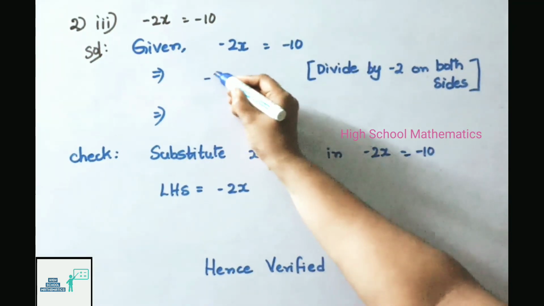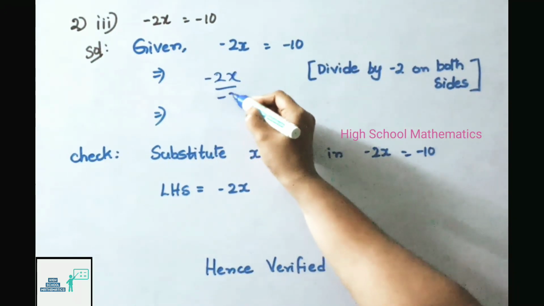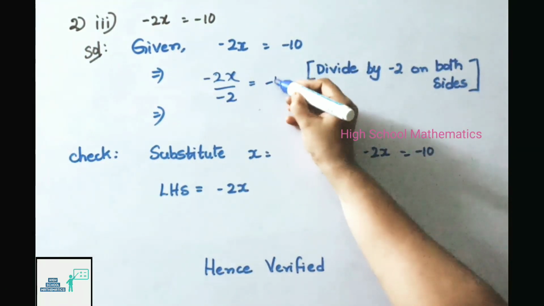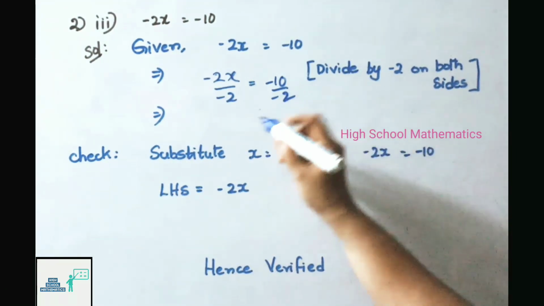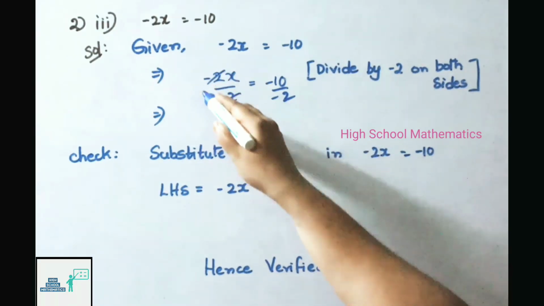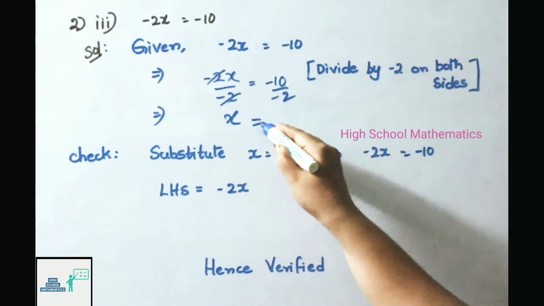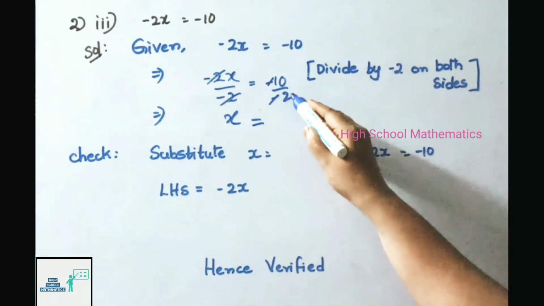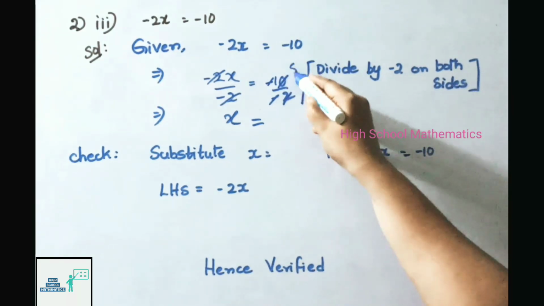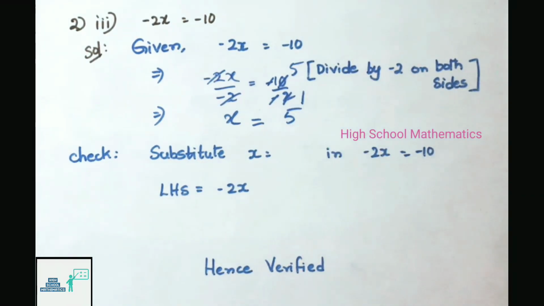So write down minus 2x by minus 2, that equals minus 10 by minus 2. Minus 2 cancels. Write down x equals, here minus cancels. 2 ones are 2, 2 fives are 10. So x value is equal to 5. Let us check our result.